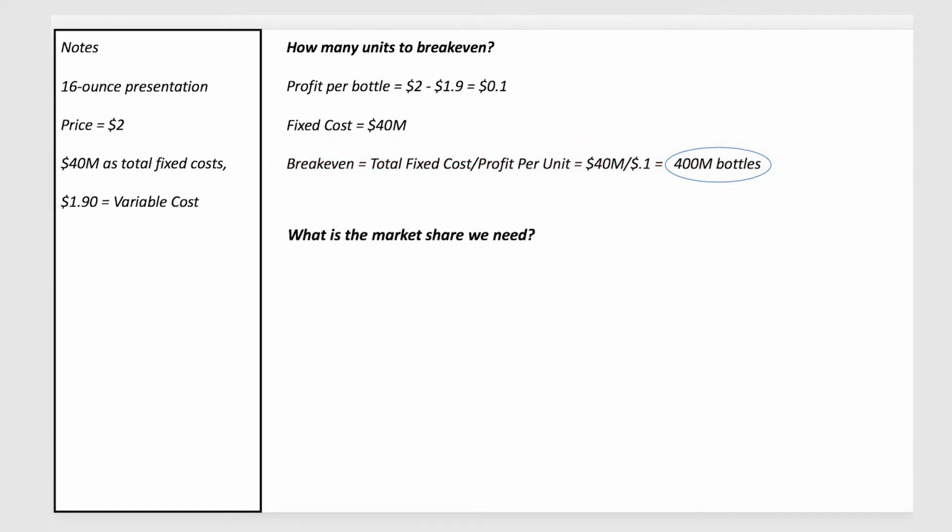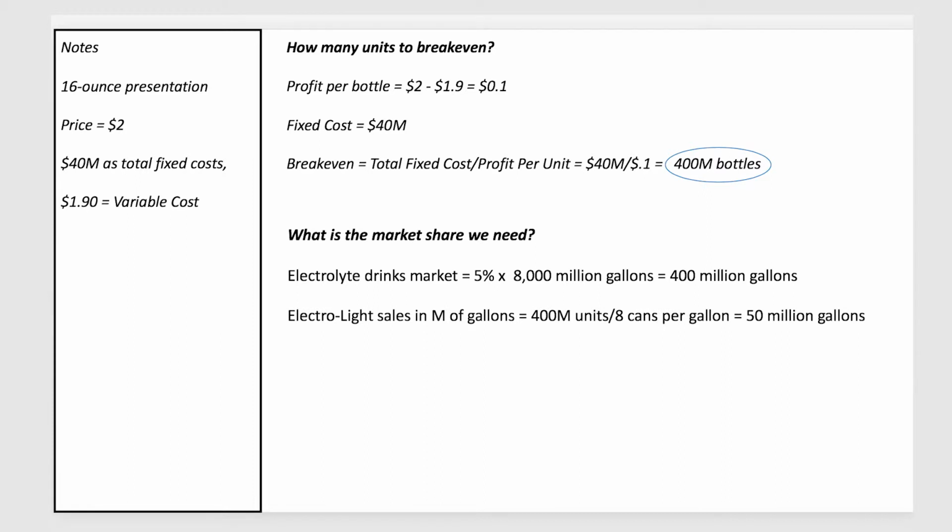Now, in terms of market share, looking at the graph, the total market for US sports drinks is 8 billion gallons. The electrolyte or sports drink market is 5% of that, so 400 million gallons. Okay, so if we need to sell 400 million units, and we have 8 bottles per gallon, then we need to sell 50 million gallons in order to break even. That 50 million gallons relative to the 400 million gallon market is 12.5%.